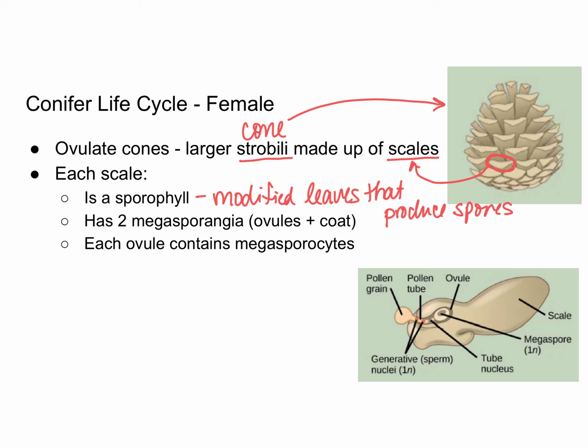Now we can take a closer look at an individual scale down here in this picture. And each scale has two megasporangia. And the megasporangia are essentially the female structures that produce the gametes. A megasporangium includes an ovule surrounded by an integument, or a coat, kind of a protective layer around it. And this picture doesn't show a ton of detail, but you can see the ovule present here. So that is a megasporangium. The megasporangia contain megasporocytes, which we will talk about in more detail on the following slide.